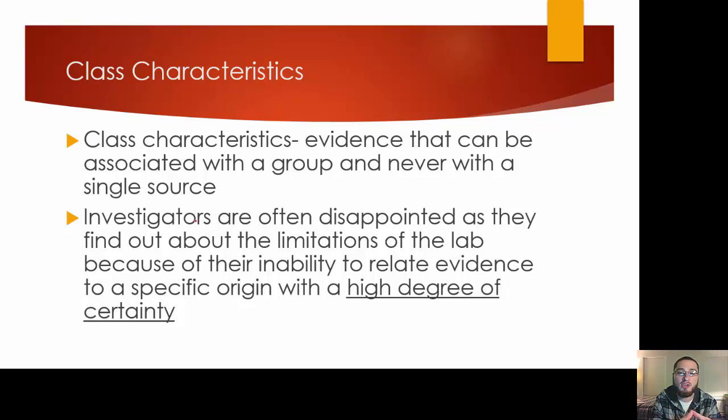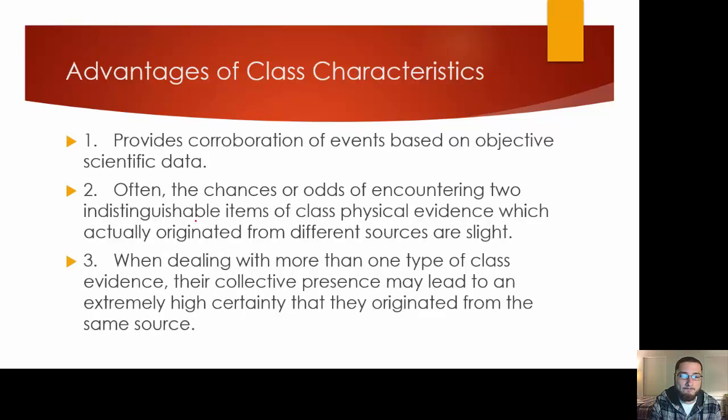All right, if you have a number of suspects, you can start weeding out those suspects and say, well, it can't be this guy because he doesn't wear size 10. It can't be this guy because he's never owned an Armani belt, and it can't be this guy, and so on and so forth. So as much as we want individual evidence, class evidence is also helpful as well. So advantages of class evidence: it provides corroboration of events based on objective scientific data, so we can still use it in order to reconstruct our crime scene.